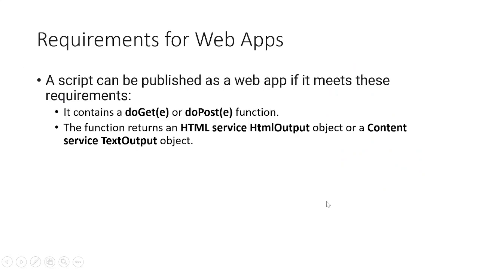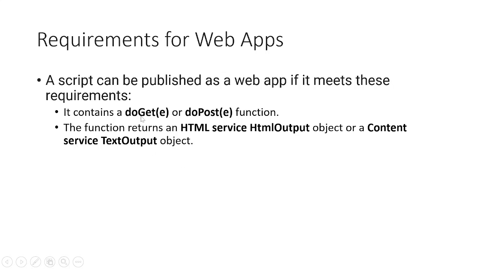But first, what are the requirements for a web app? A script can be published as a web app if it meets these requirements. First, it contains a doGet or doPost function. I guess you could still remember what a get and a post are. This is about the method and how we are going to access a certain resource in a browser. Second, the function returns an HTML output object or a content service text output object.